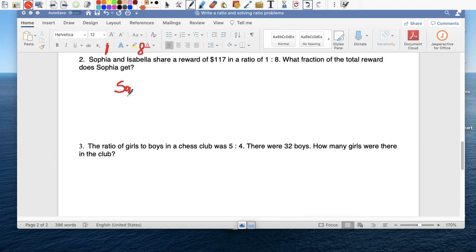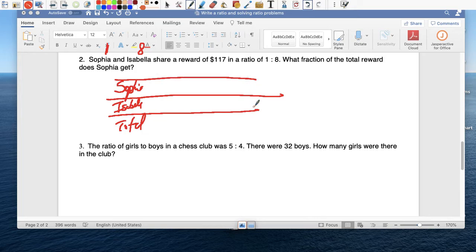Sophia, Isabella, and total. So what do we know? Sophia gets $1. Isabella gets $8. And what's the total? 9. So when there's $9, Sophia gets 1, Isabella gets 8. Not fair, but it is what it is.